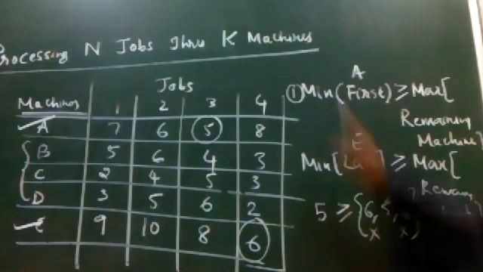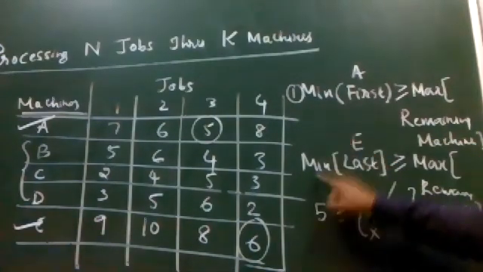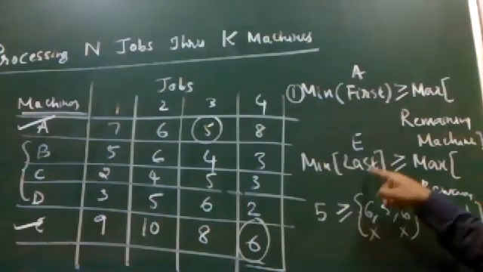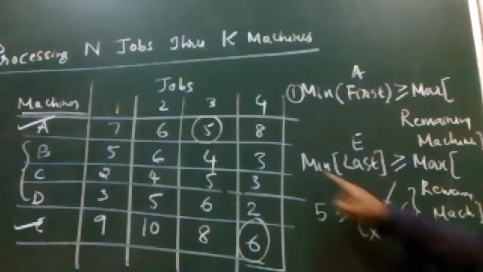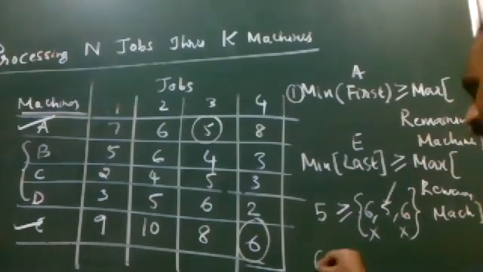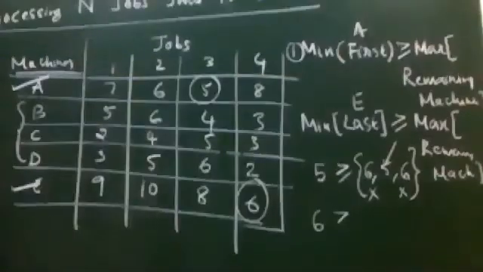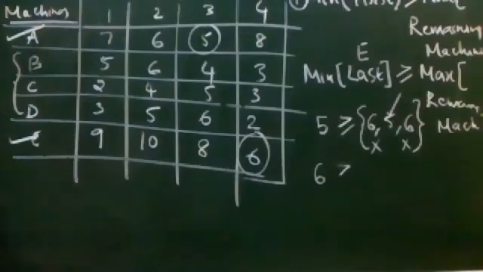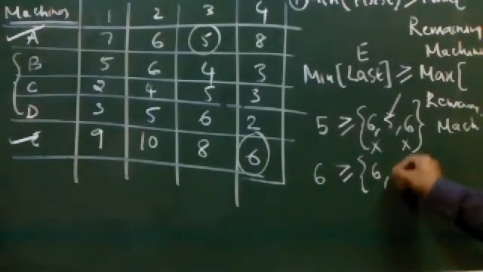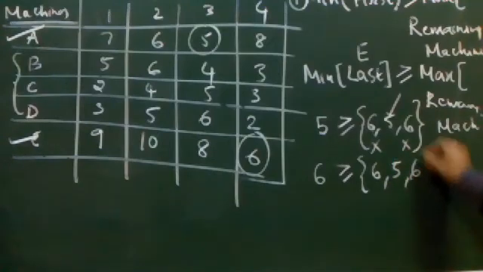This is as far as the first condition is concerned. Now we'll come back to the second. In the second, it says the minimum of the last machine should be greater. Same thing. What is the minimum of the last machine? 6. Okay, so 6 should be greater than or equal to 6, 5, 6.